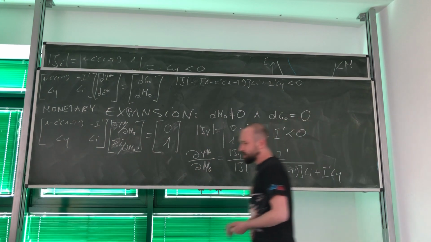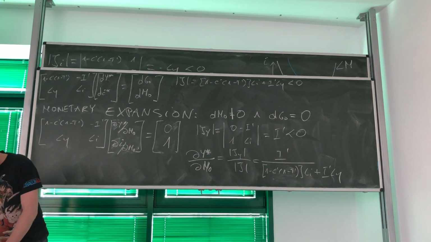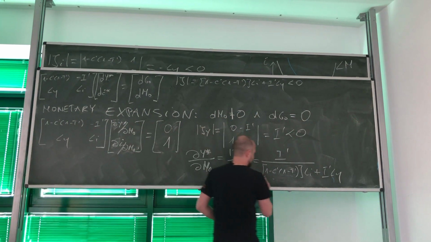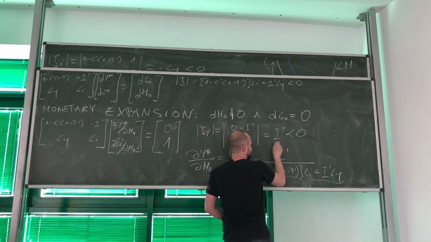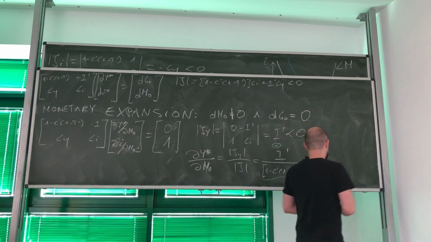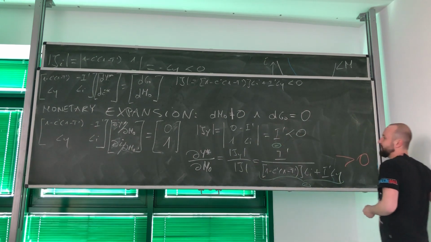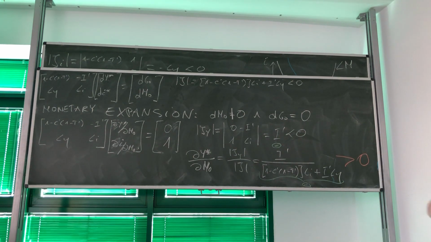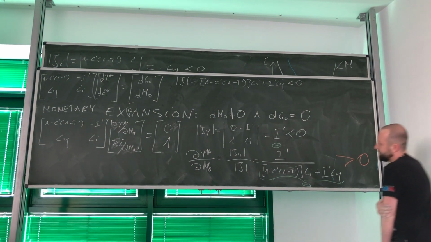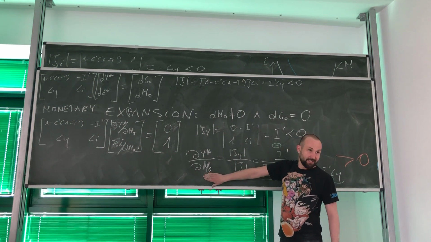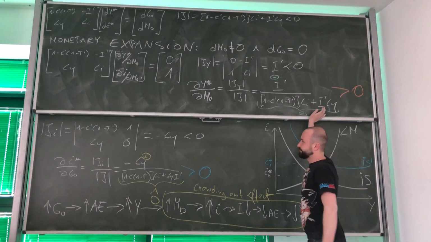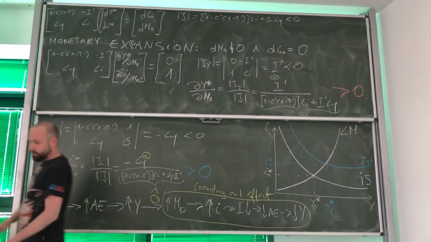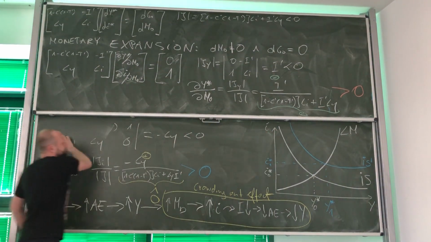Now, we know that the Jacobian is negative. We know that this expression is also negative. So negative divided by negative gives us positive. And we see again that when monetary authorities are increasing money supply, so we've got money expansion, this increases the level of GDP. Okay, now let's move to interest rates.